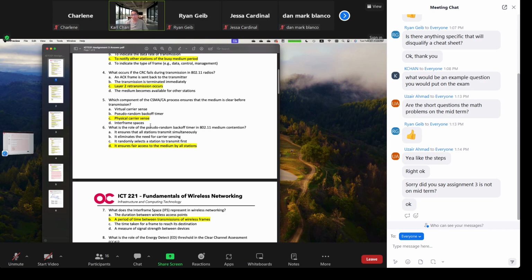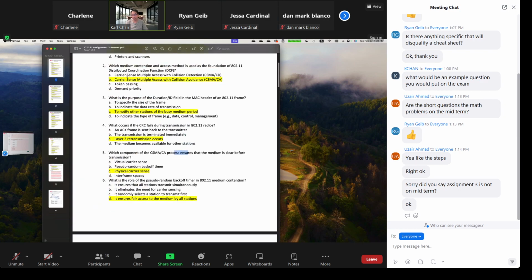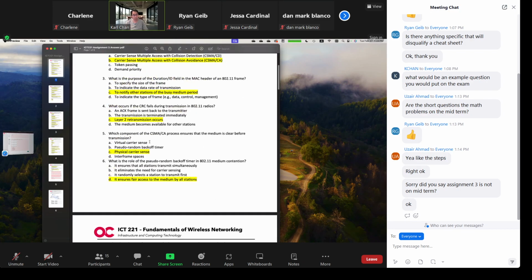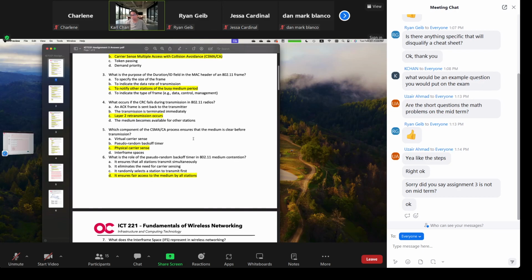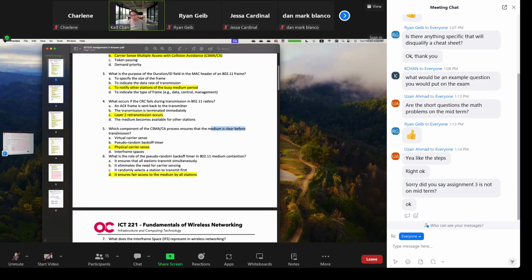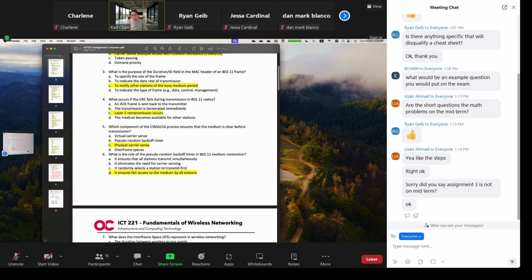Which component of the CSMA/CA process, which is the DCF function, included in the DCF function, ensures the medium is clear before transmission? So this should be physical carrier sensing.